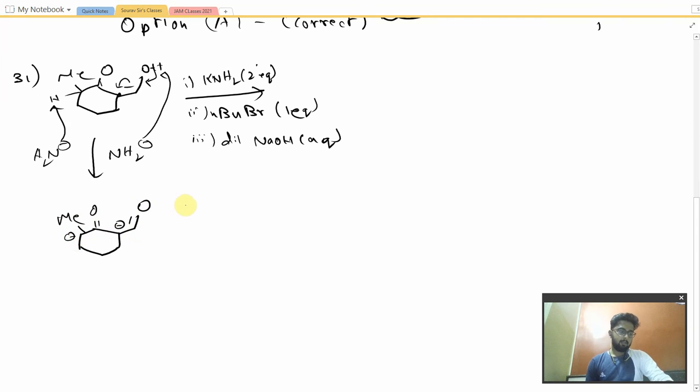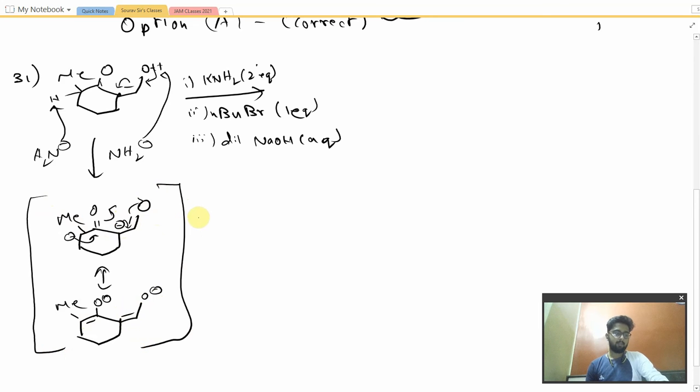Obviously this one is less reactive because the canonical forms can take place. So let me draw the canonical form. This bond may fall over here and this may go over here. So the canonical form will be Me, double bond O minus. This may fall over here and this may go over there. So these are the canonical forms, but that is not our concern obviously, so we'll just move on to the attack.